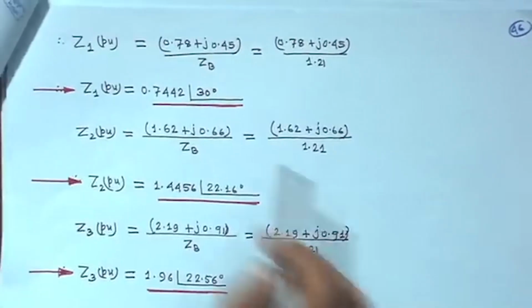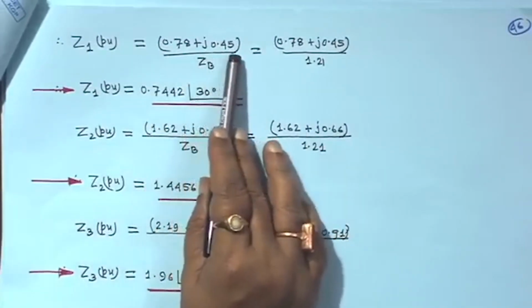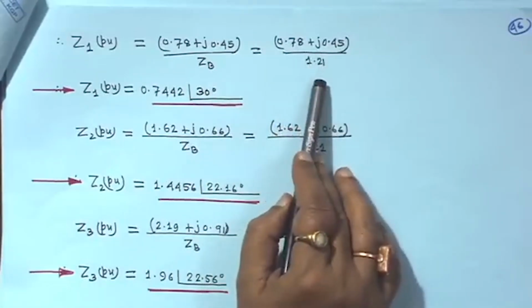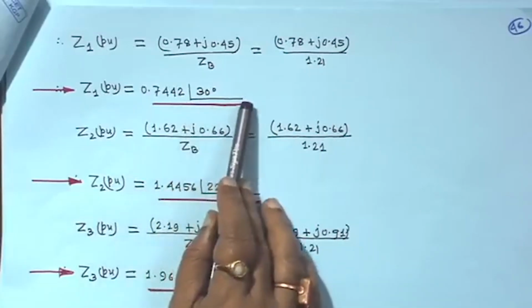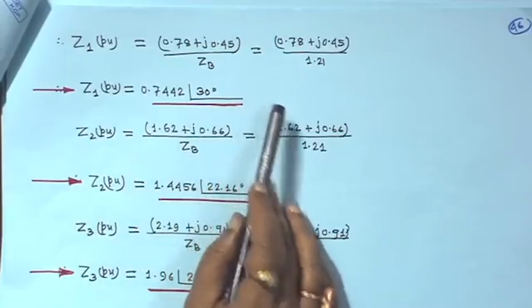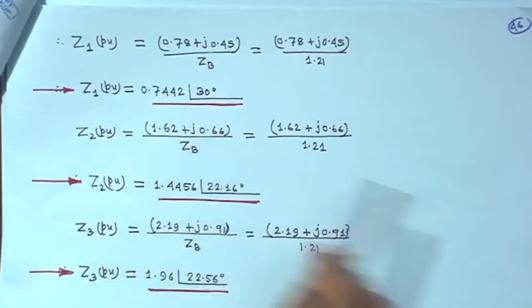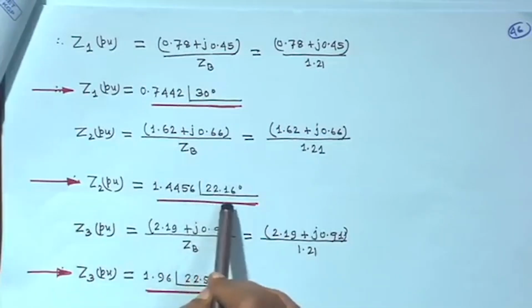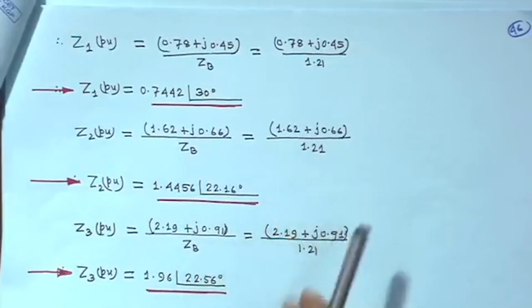Therefore, Z1 in per unit is 0.78 plus j 0.4 upon ZB. So, 0.78 plus j 0.4 upon 1.21. So, it is coming 0.7442 angle 30 degree. This one you have to make it again R1 plus jX1. I did not do it here, but later I have taken this value. Similarly, Z2 you will get 1.4456 angle 22.16 degree. This is given in ohmic value divided by base impedance.